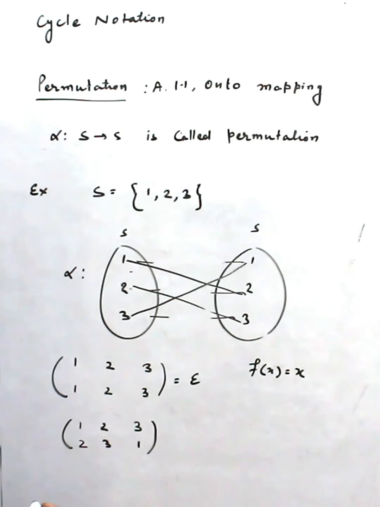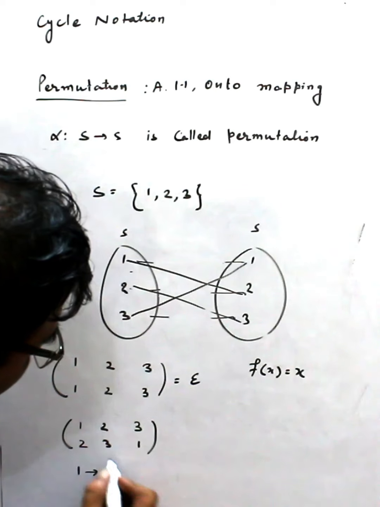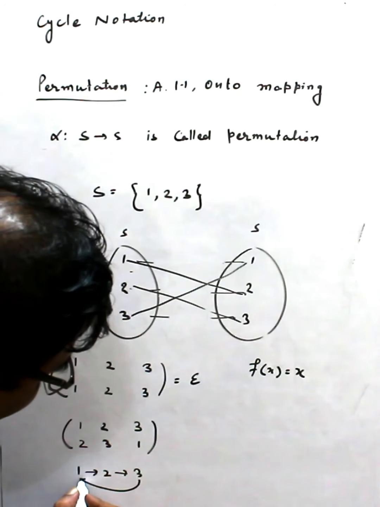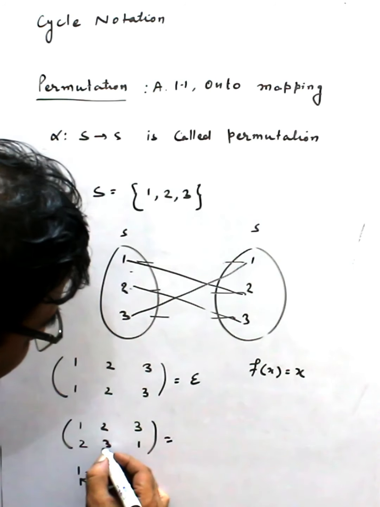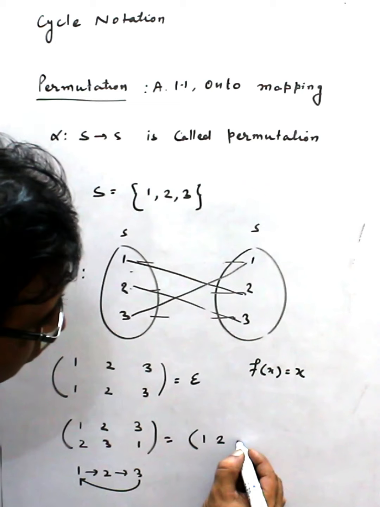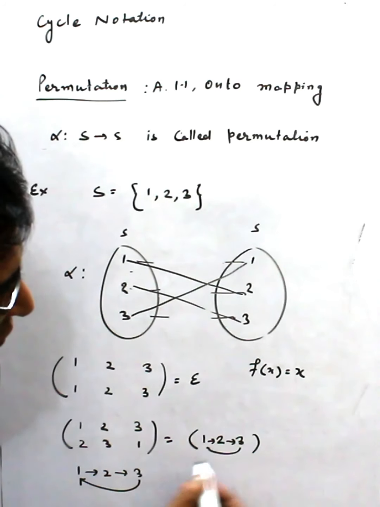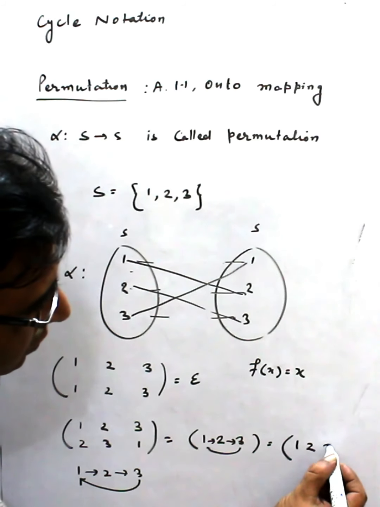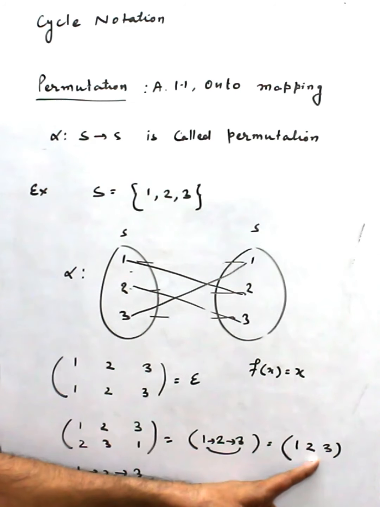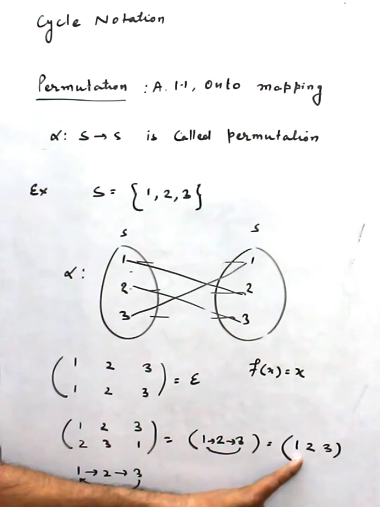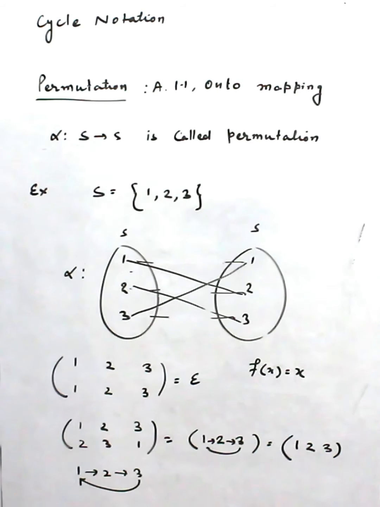But see here what is happening. 1 goes to 2 and 2 goes to 3 and then 3 returns back to 1. That means a cycle is completed by these 3 elements. This permutation I can write as 1 goes to 2, 2 goes to 3 and 3 goes to 1, but the notation we use is (1 2 3). This we call a cycle, and the length of this cycle is 3, because the cycle moves on 3 elements.